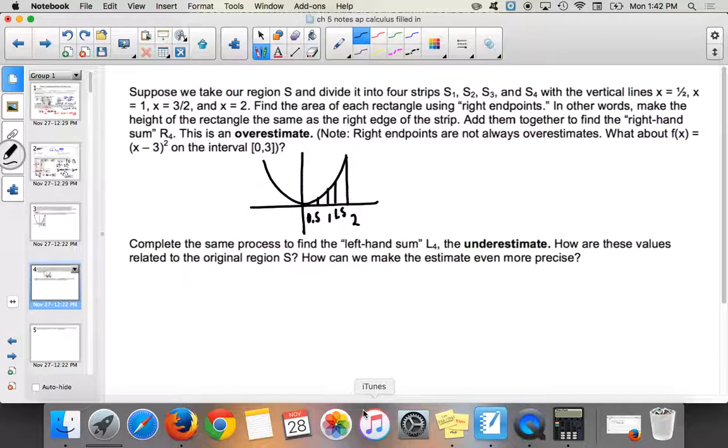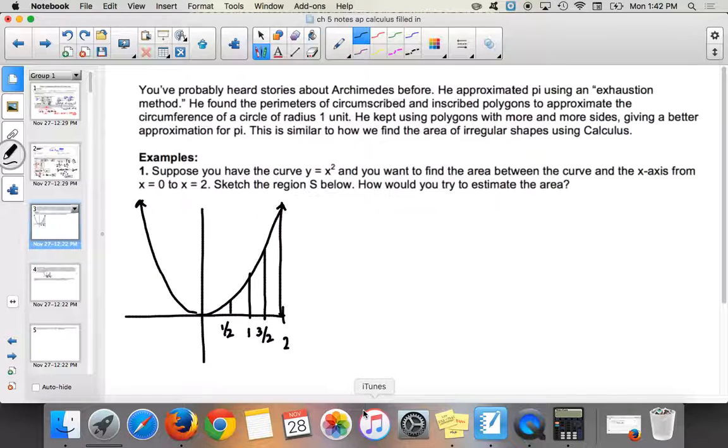Suppose we take our region S and we divide it into 4 strips, and we use these vertical lines, x equals 1/2, 1, 3 over 2, and 2. So find the area of each rectangle using right endpoints. Whenever I say right endpoints, a lot of people mess this up. We're taking the endpoint on the right-hand side as the height of that strip. So we're creating these rectangles using the right side as our height.